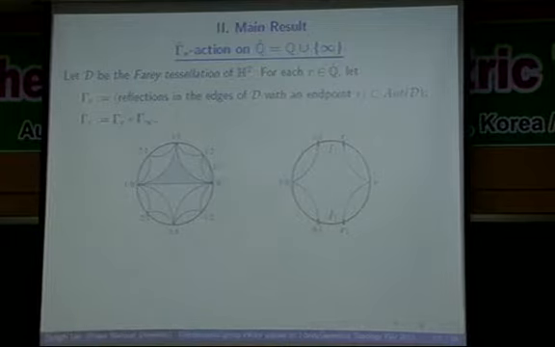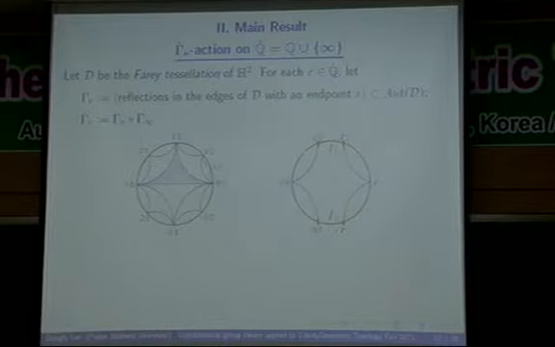The Farey tessellation consists of ideal triangles, and we can make the Farey tessellation as follows. We start with this initial ideal triangle with the vertices 0 over 1, 1 over 0, and 1 over 1. And then reflect this initial triangle in these three edges. Then we have these three more ideal triangles.